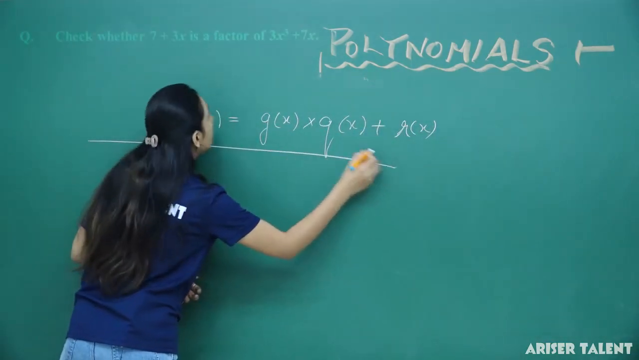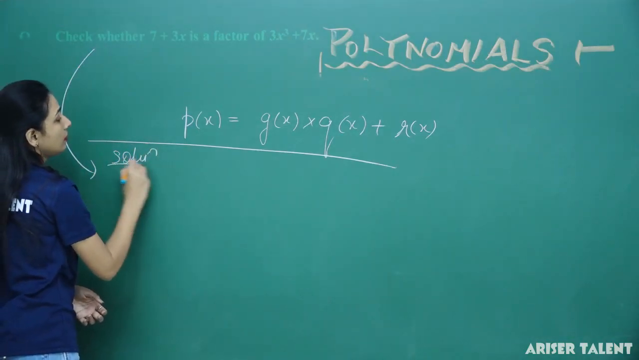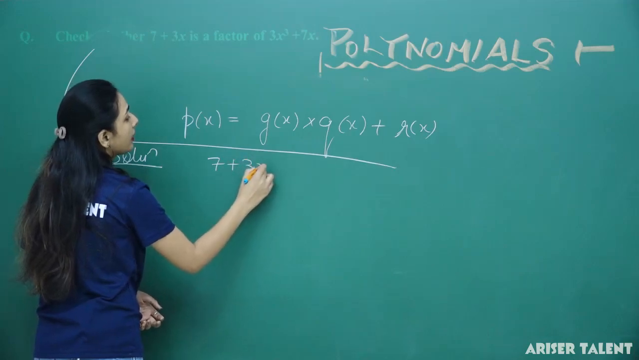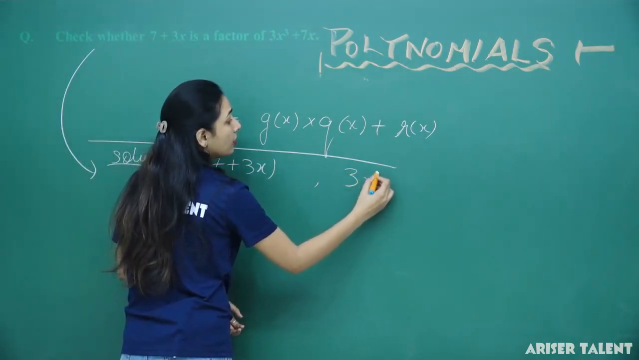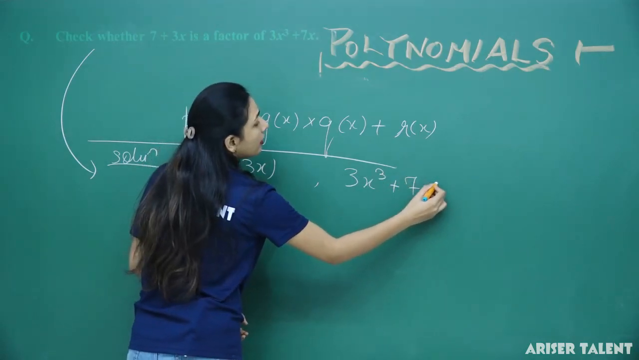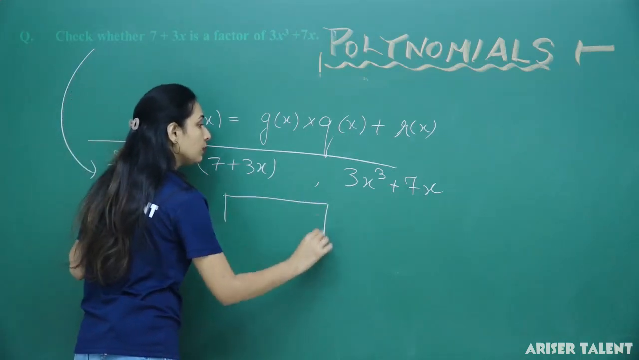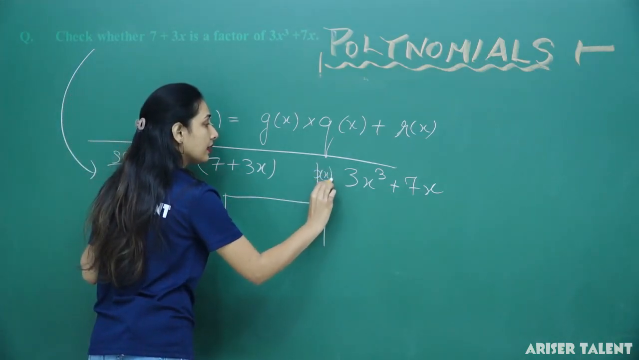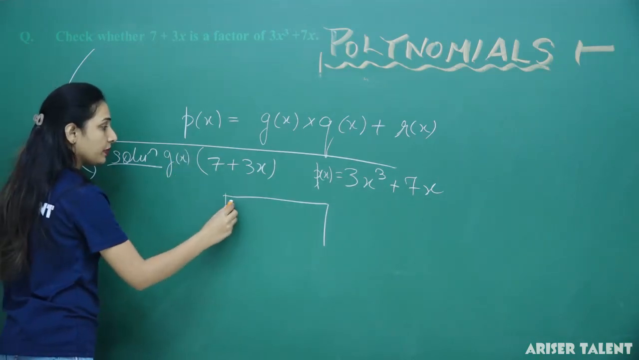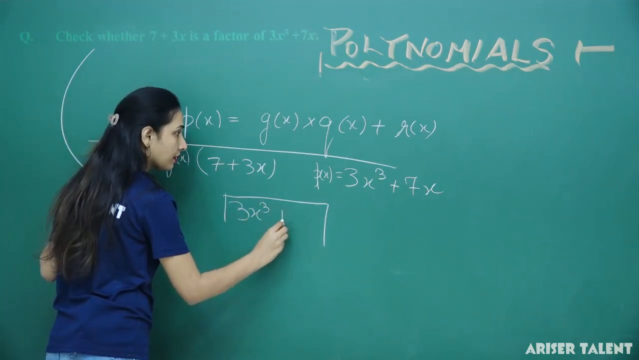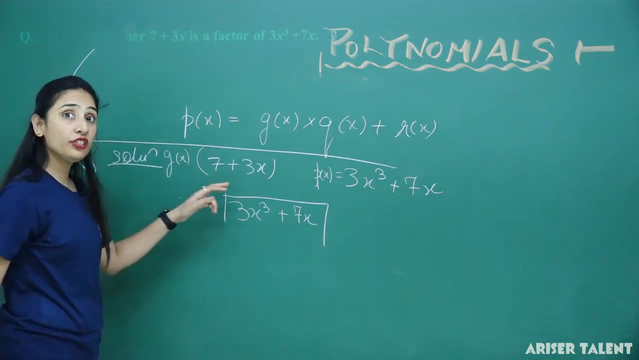So talking about the solution of this, is 7 plus 3x a factor of that or not? Okay. So basically this is our px and this is our gx, right. So px here and gx here. Now order of gx is important.